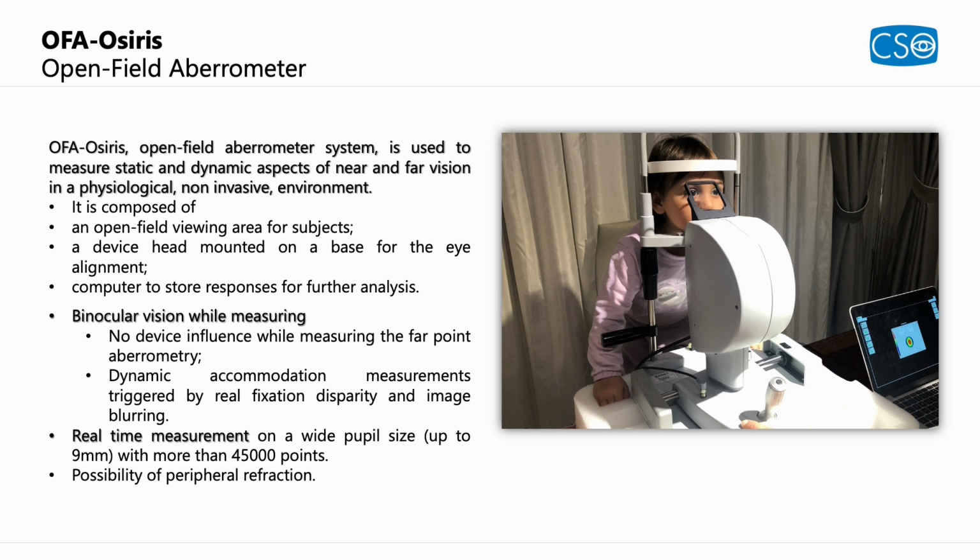The open field aberrometer OSIRIS is used to measure static and dynamic aspects of near and far vision in a physiological, non-invasive environment. It is composed of an open field viewing area for subjects, a device head mounted on a base for the eye alignment, and a computer that stores responses for further analysis. Binocular vision is respected while measuring, and real-time measurement on a wide pupil size is provided as well.